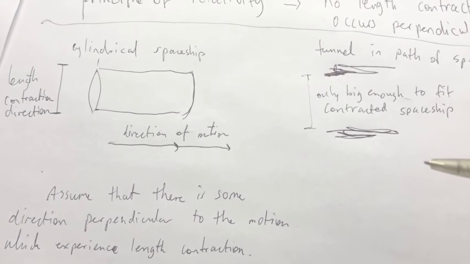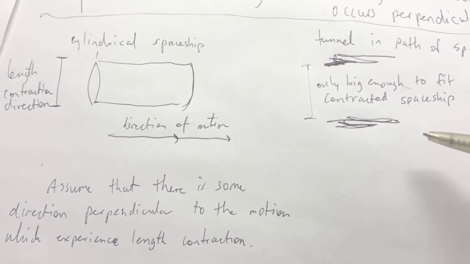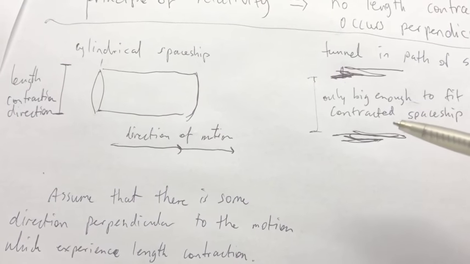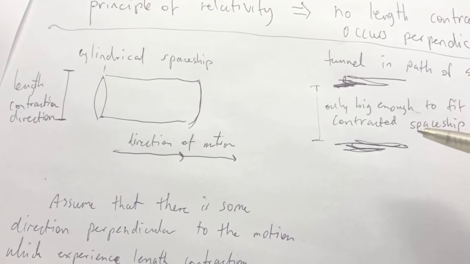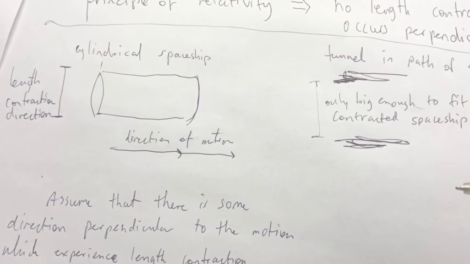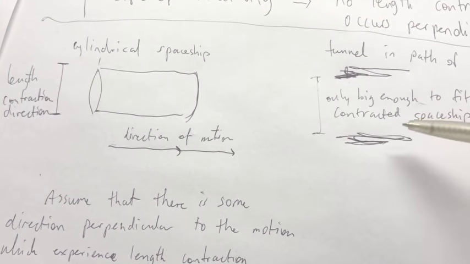From the point of view of the spaceship, it's going to think the tunnel is moving, and if at all, it's going to think the length in that direction is contracted. So from the point of view of the spaceship, it's going to collide into the tunnel and not pass through.